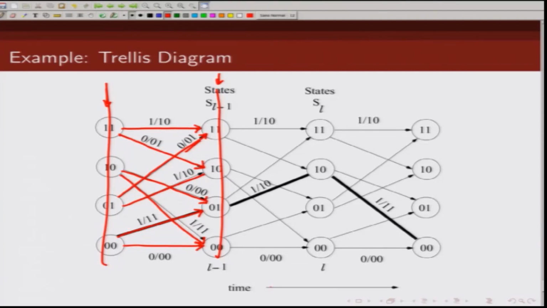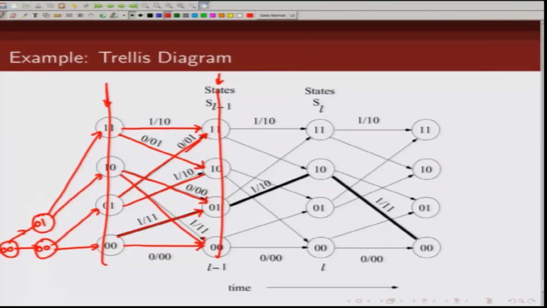For example, initially let us say your convolutional encoder is in the all 0 state. In that case, what is going to happen? You are in the all 0 state, let us say all 0 state is 0 0. If you get a 0, you move to 0 0, and if you get a 1, you move to 0 1. At the next time instance, if you are in 0 0 state, you move here, and if you get a 1, you move here. Similarly, if you are in 0 1 and you get a 0, you move to this state, and if you get a 1, you move to this state.